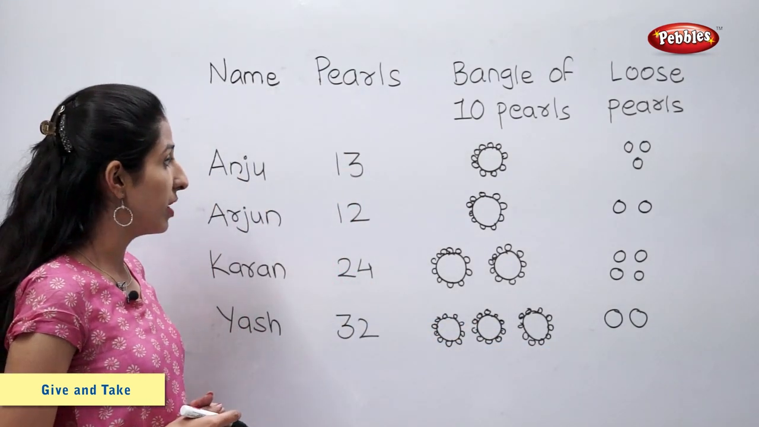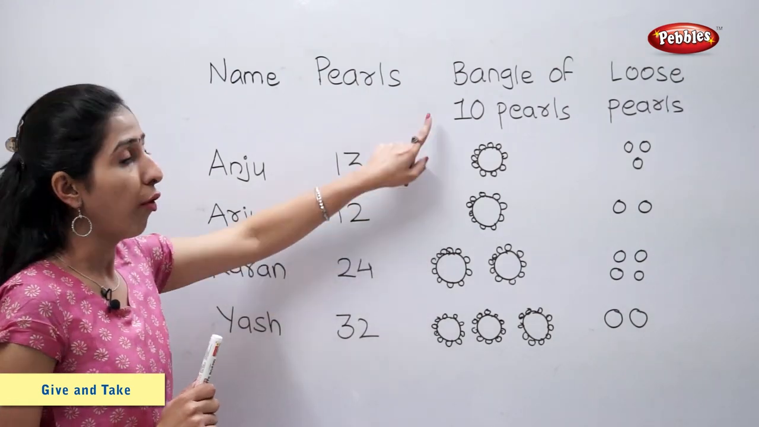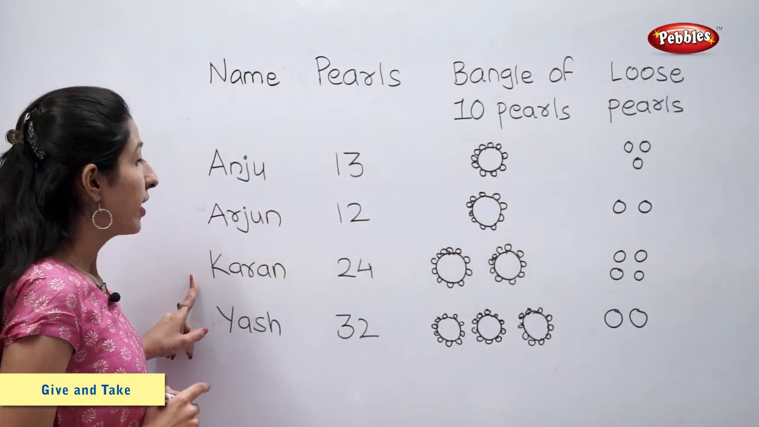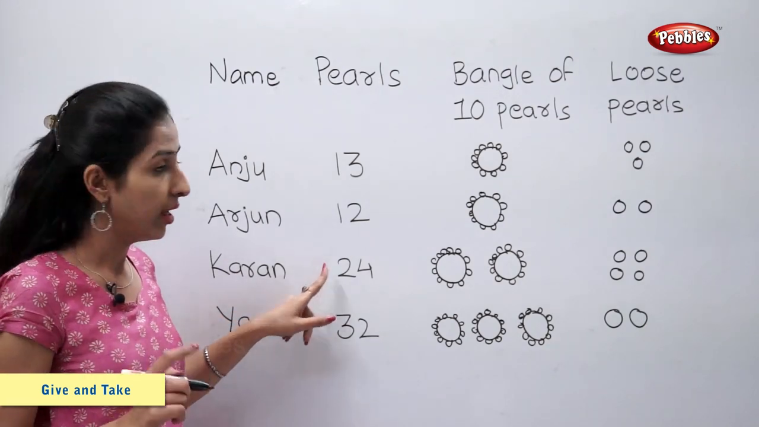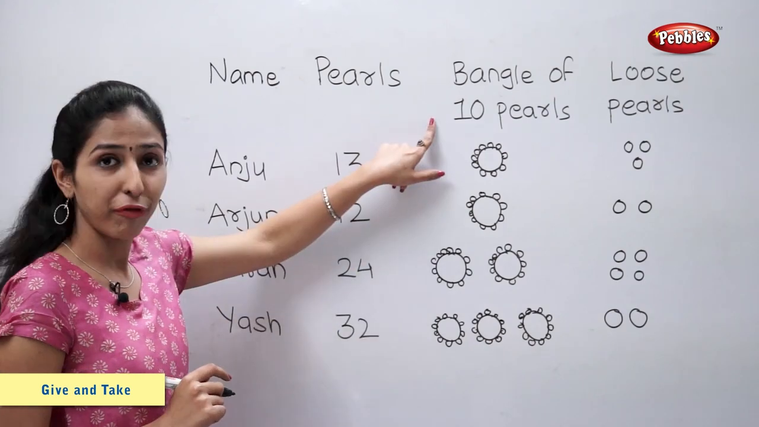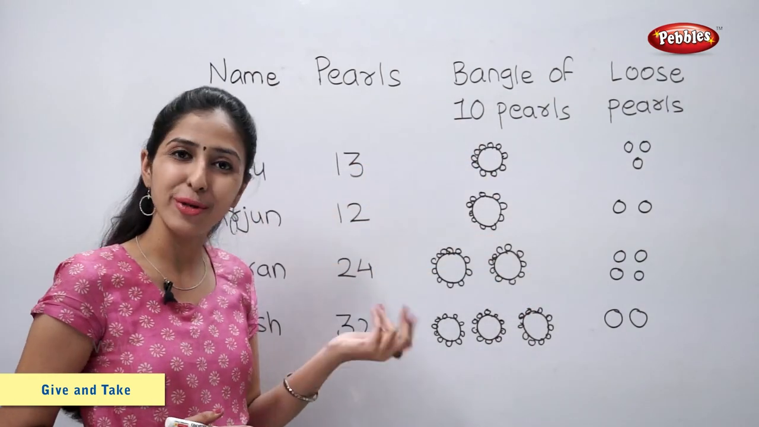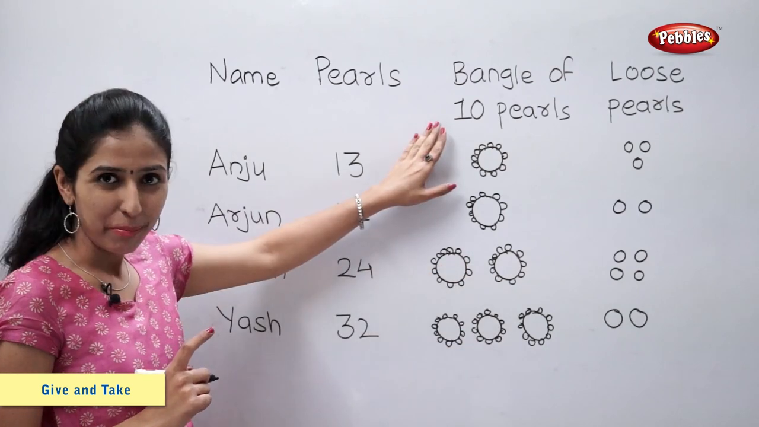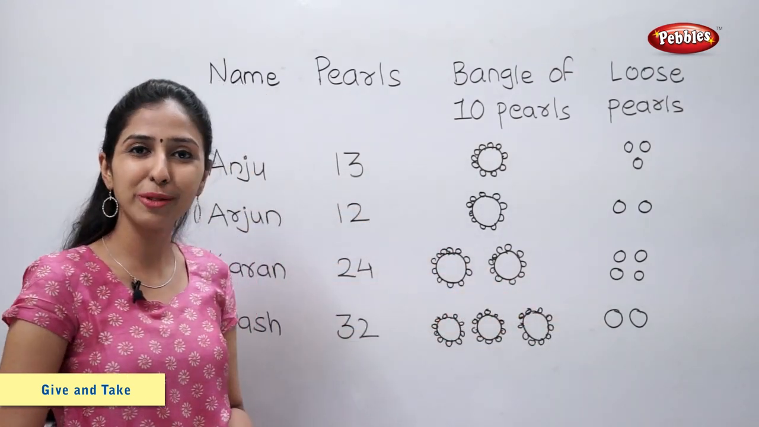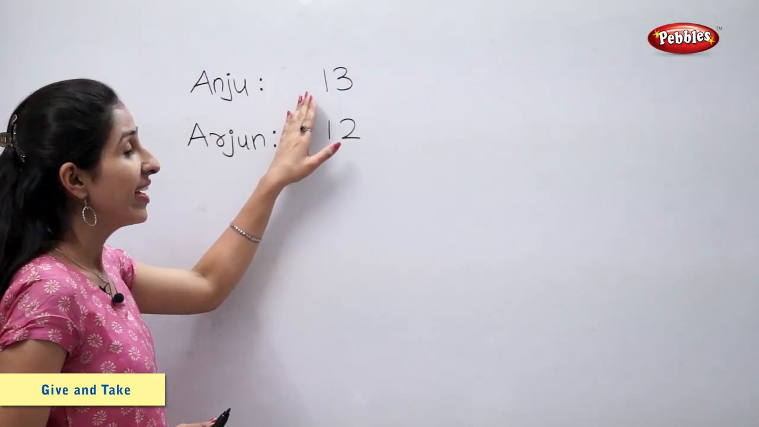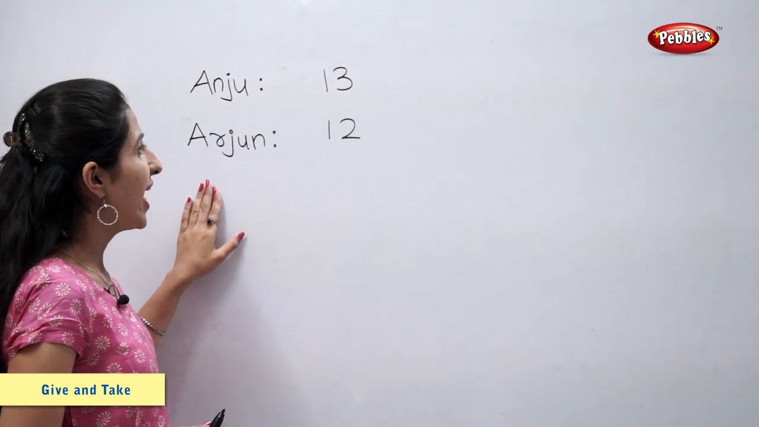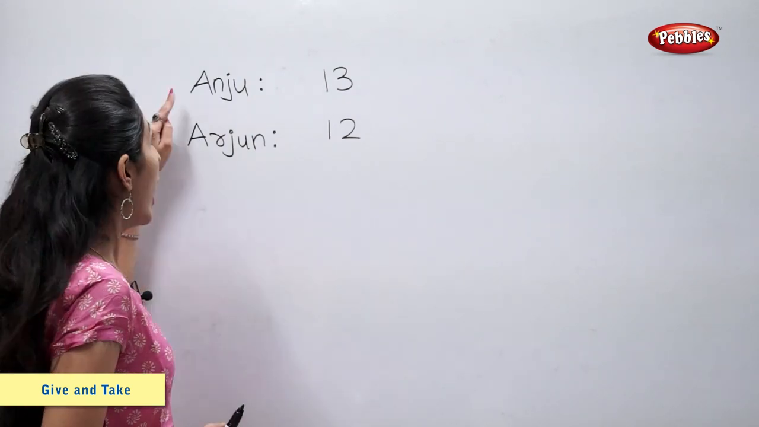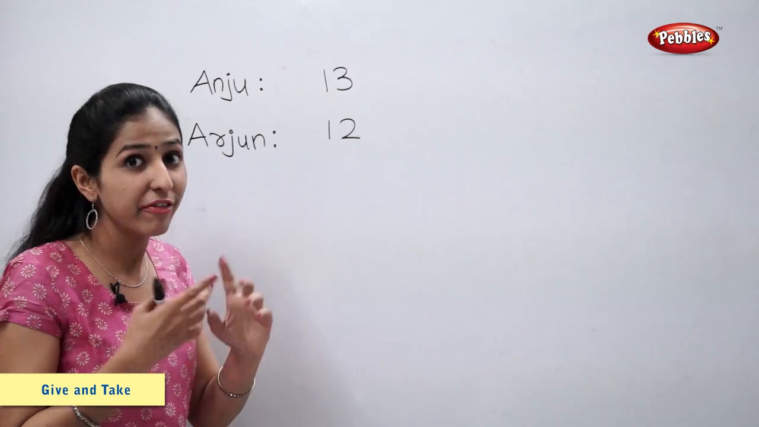So, the shopkeeper will give 1 bangle of 10 pearls and 2 loose pearls to Arjun. Karan wants 24 pearls. So, the shopkeeper will give 2 bangles of 10 pearls and 4 loose pearls. And to Yash, 3 bangles of 10 pearls and 2 loose pearls. Anju has 13 pearls. Arjun has 12 pearls. Now, let's find out how many pearls Anju and Arjun together will have?